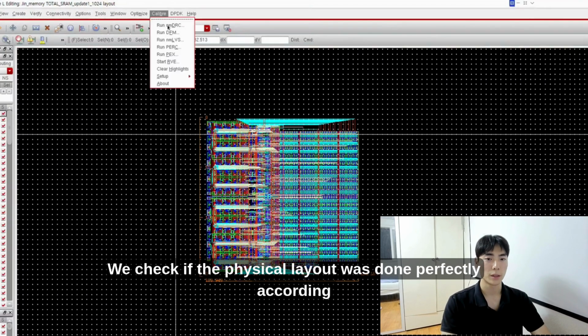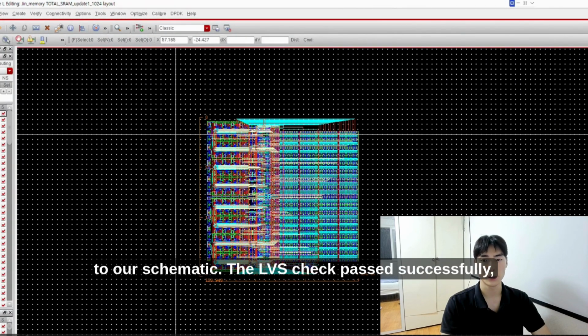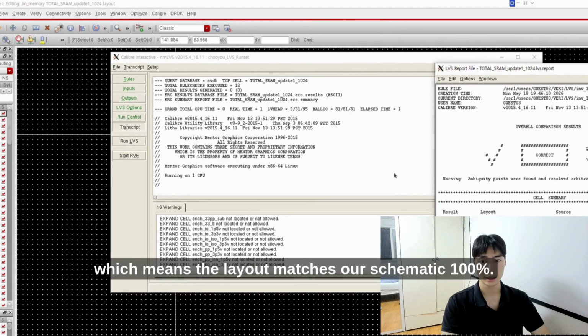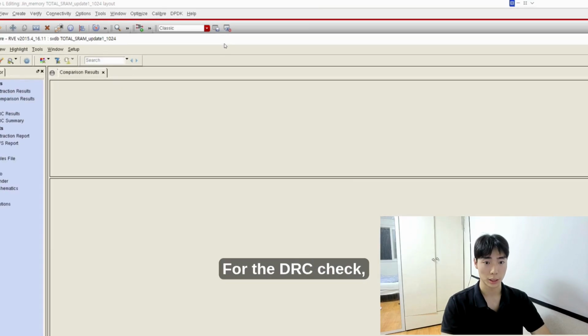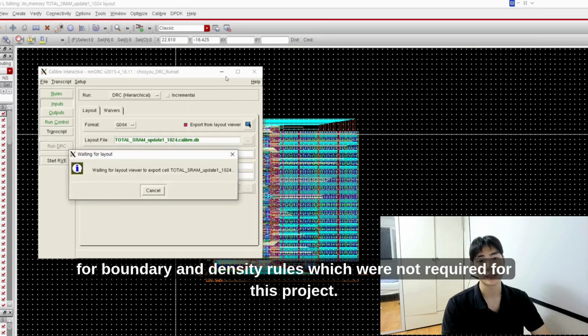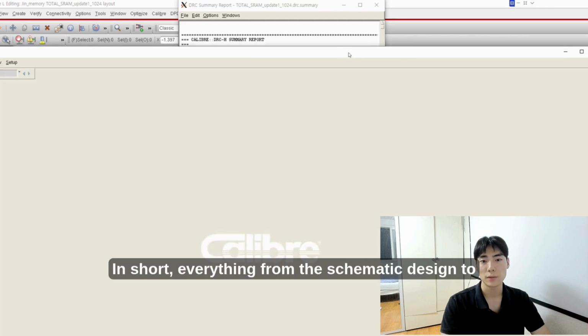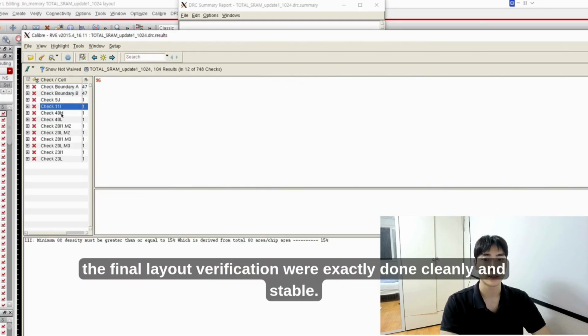We checked if the physical layout was done perfectly according to our schematic. The LVS check passed successfully, which means the layout matches our schematic 100%. For the DRC check, we cleared all critical rules with zero errors, except for boundary and density rules, which were not required for this project. In short, everything from the schematic design to the final layout verification works very cleanly and stably.